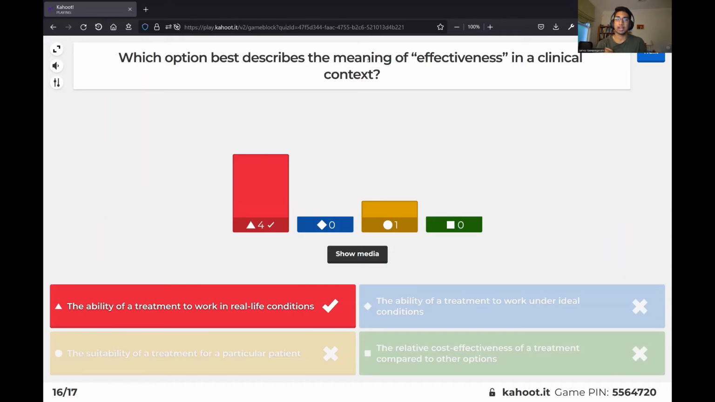Nice. Okay. So, yep. Effectiveness is the ability of the treatment to work in real life conditions. Blue is efficacy, which is like if you do it in a lab, it'll work. Of course, if things don't translate from the lab to real life, then there's not much point in pursuing them. Green is efficiency, which is very tied to cost effectiveness.